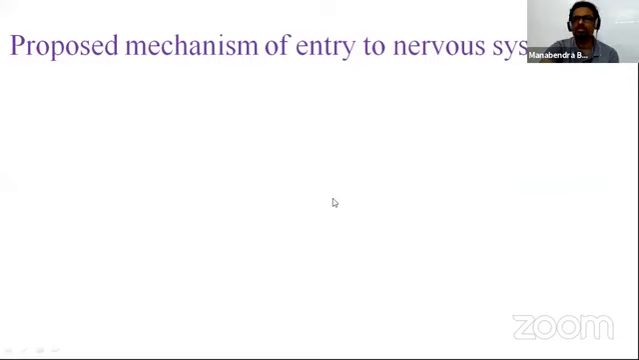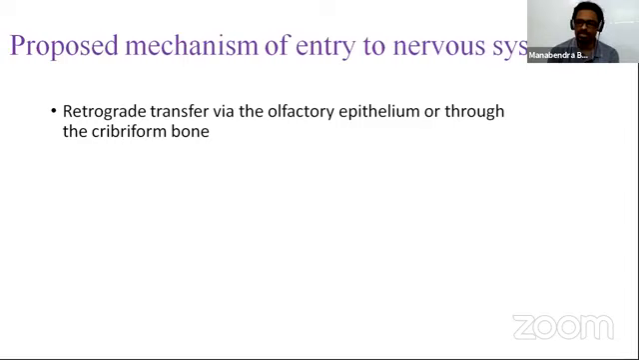Now, how does it gain entry to the nervous system? The mechanism proposed is based on what scientists are really experiencing. It's because this virus is new, and nothing has been very much studied or even known to scientists and physicians. So as the days progress, they're experiencing them. And they actually found that retrograde transfer through the olfactory epithelium is the main entry route of the virus into the nervous system.